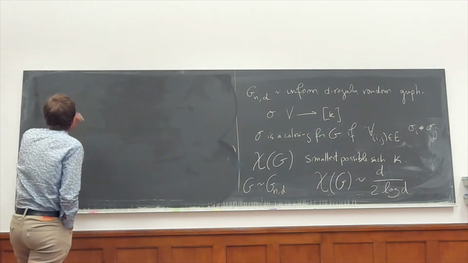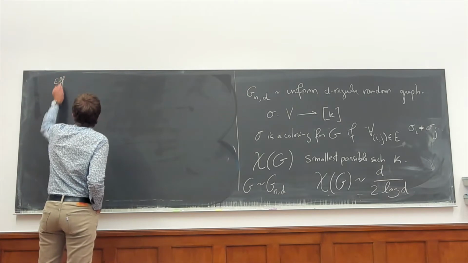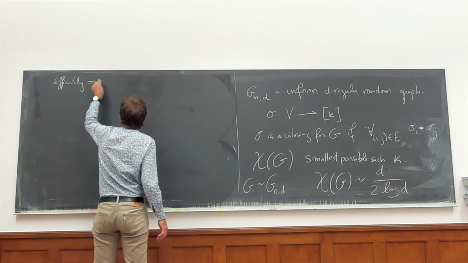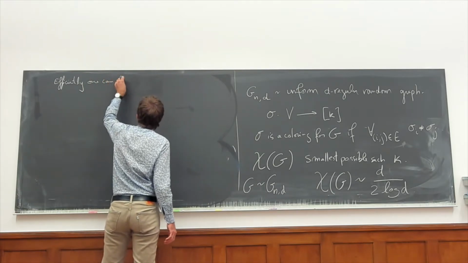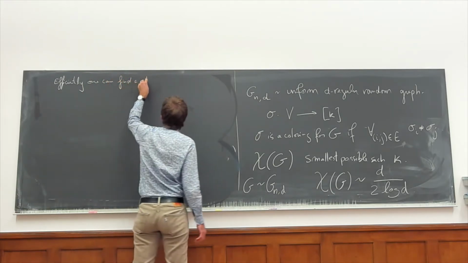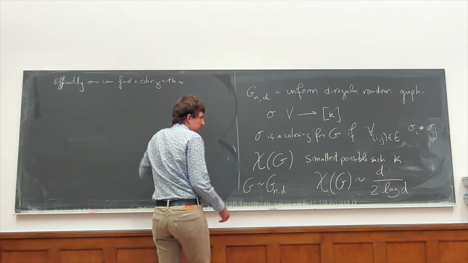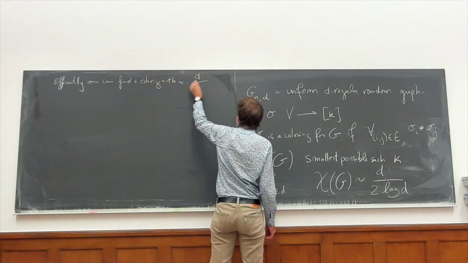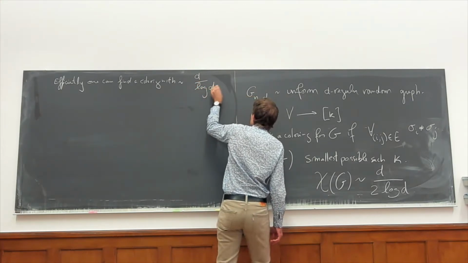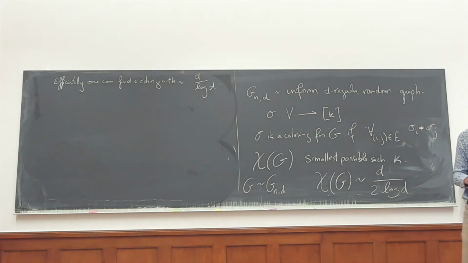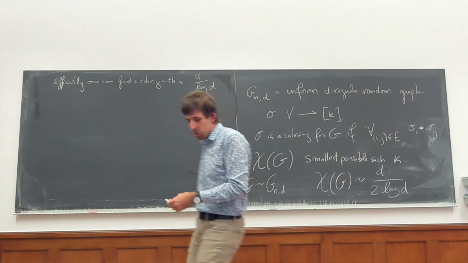So I can say that efficiently one can find a coloring with roughly twice that many colors. So finding a coloring is an upper bound on the chromatic number. Now I can ask, what lower bounds can we find?